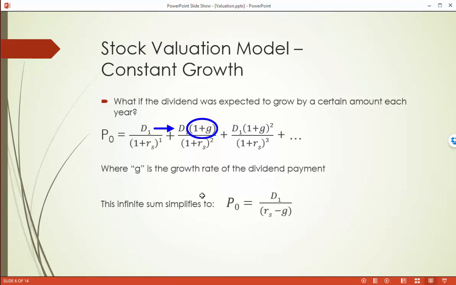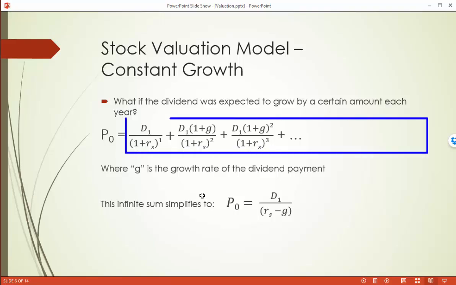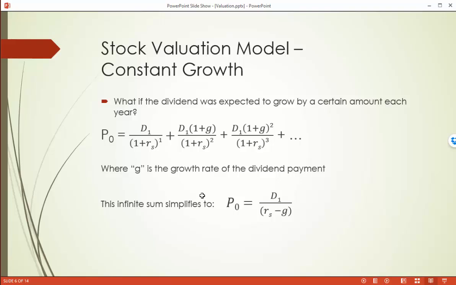So it's going to be bigger than D1, and it's going to be bigger by G%. And I'm going to discount that 2 periods. And you can see each period the dividend is growing by this growth rate G. So if I add up this infinite sum, what I'm left with is this formula down here below, where the price today, P sub 0, is equal to D1, so that's the next year's dividend payment, all divided by RS minus G, so the discount rate minus the growth rate.